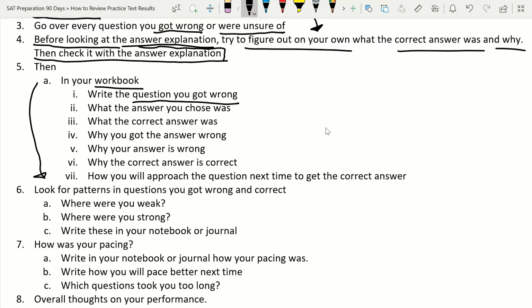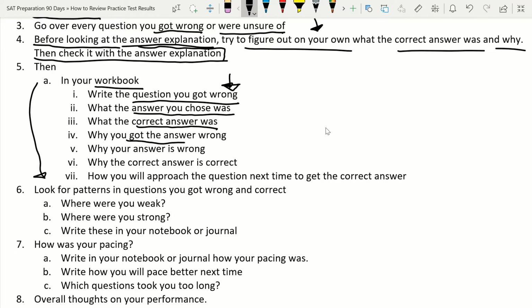Write it out. Handwriting is what I would recommend, just because studies have shown that it helps you remember it better. At least that's what my teachers tell me. I don't know if it's true or not, but they're probably telling the truth. So yeah, write the question you got wrong, preferably handwritten. Write what the answer that you chose was. That answer is obviously going to be wrong since you got the question wrong, so write the answer you chose. Write what the correct answer is after that.